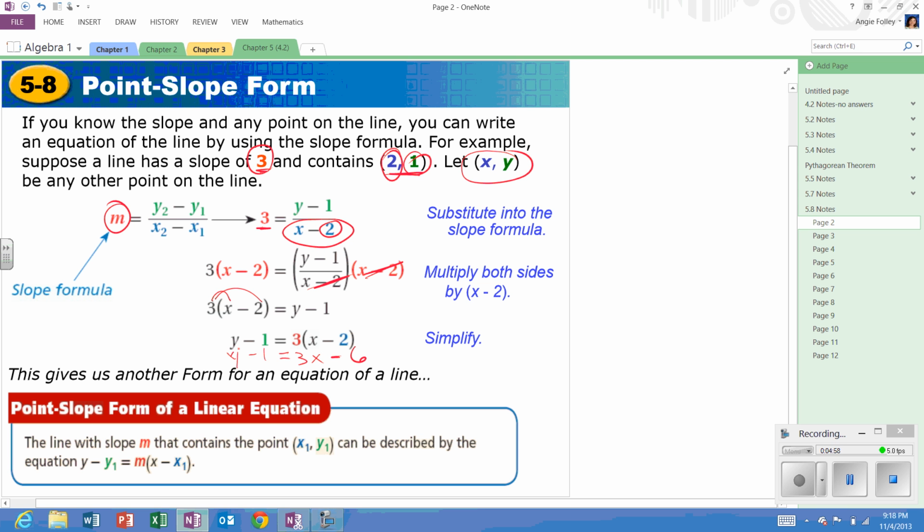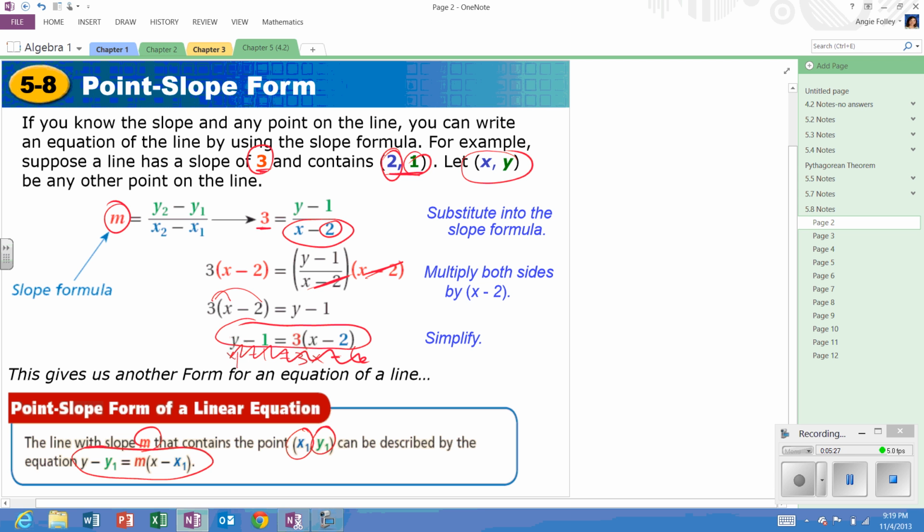But today we're going to look at something else. It's called the point-slope form. And actually right here, if we stopped right here, this would be the point-slope form of an equation. So here's the deal with the point-slope form of a line. The line with a slope m will contain a point (x1, y1), and we can describe it by this other form of equation, okay, the point-slope form. And that says y minus y1 is equal to m times x minus x1.